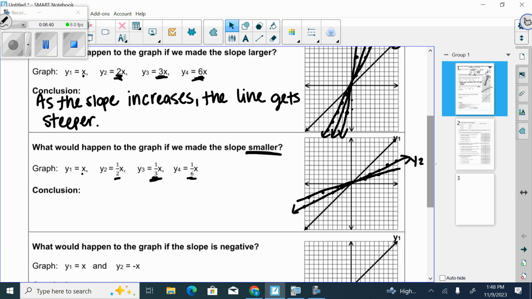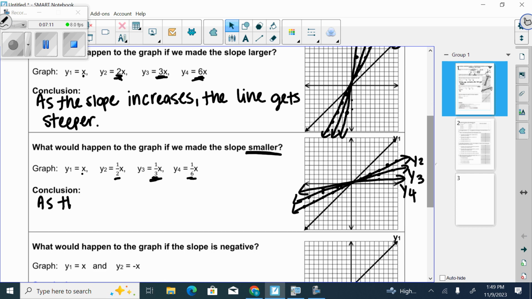As we can see, this one is even flatter than y2. And then finally, a slope of 1/6 means to go up 1 and over 6, which is even flatter than the one before it. So here, it seems like as our slope is decreasing, our line is getting flatter or less steep.